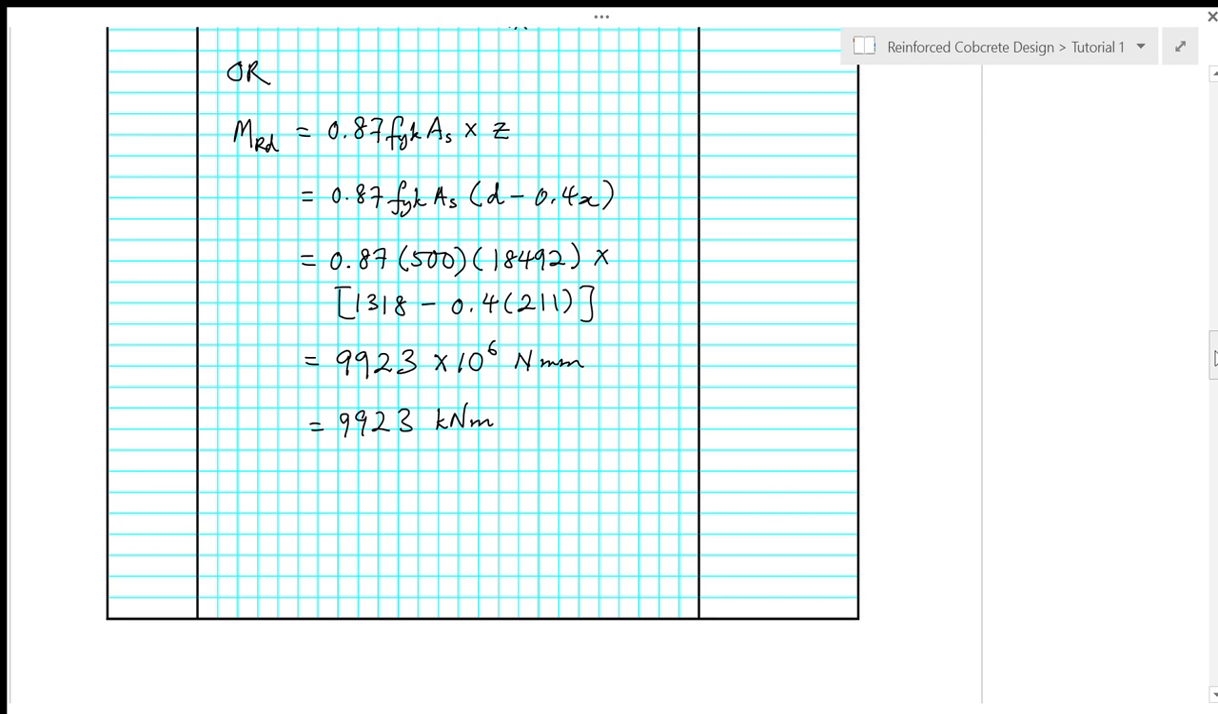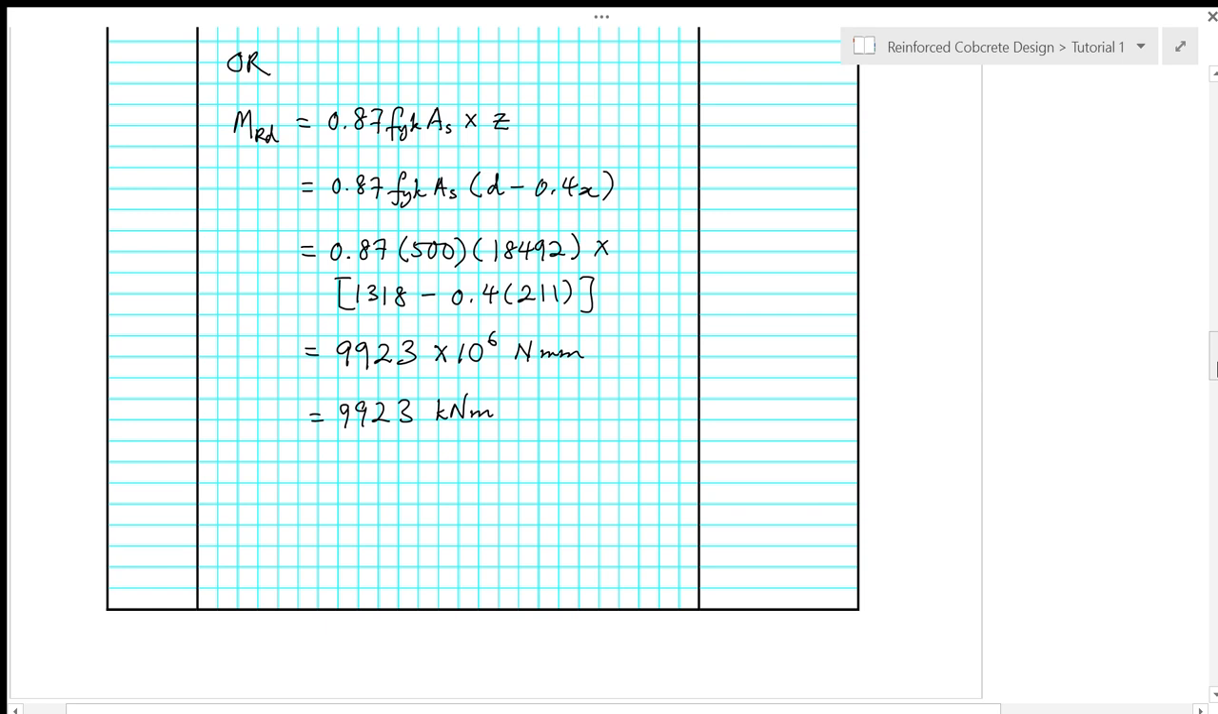There is a slight difference between the two values calculated based on concrete compression and steel tension. This is due to the decimal error in our calculation. If we use enough decimal points, then the two MRd values, or moment of resistance values, will be the same.